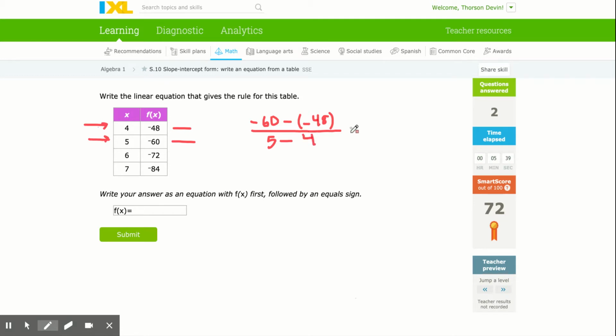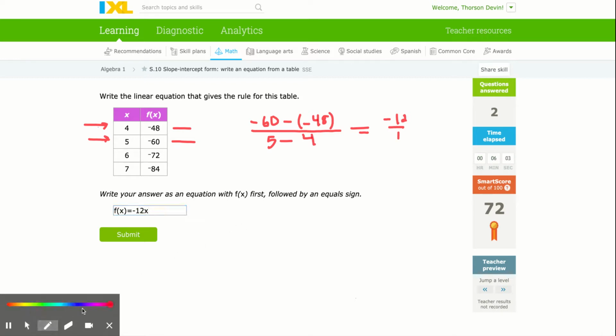And I will get, well, minus and minus is plus 48. So negative 60 plus 48 is going to be a negative 12 over 1. So my slope is a negative 12. So I come back over here to this equation and I type in a negative 12. Don't forget to put the x.